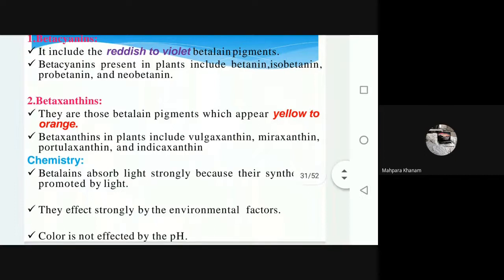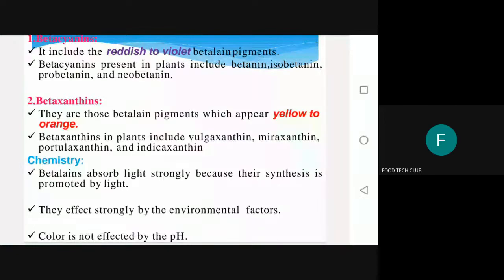Okay. So can you remember? Yes, ma'am. Have you ever read this before in your course? Students, I'm asking you. Yes, ma'am. Have you read previously? Not about beta-xanthins, but about the rest of them, yes. So what are the components of beta-cyanins? Can you repeat? Betanin, isobetanin, probetanin, neobetanin.